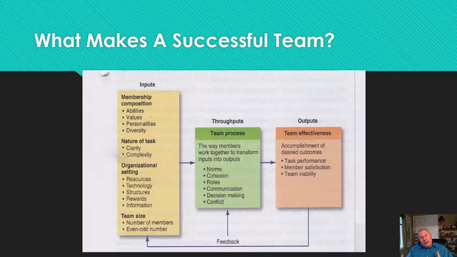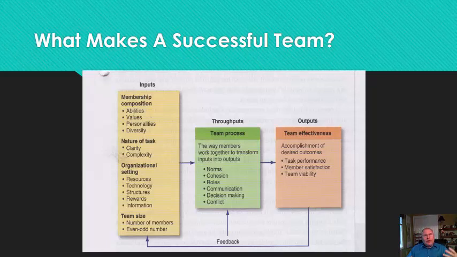Then the nature of the task. Successful teams try to have as much clarity around the task, and sometimes it can be very complex. Then you look at other inputs that go into this, which are the organizational setting. What are the resources available to the team? What's the technology the organization has? What are the structures? And we talked about some of these structures previously. What are the reward systems? How does information flow through the organization?